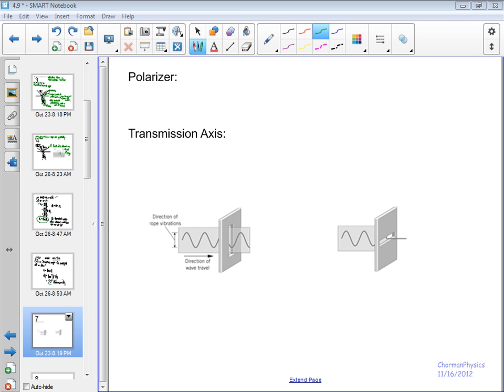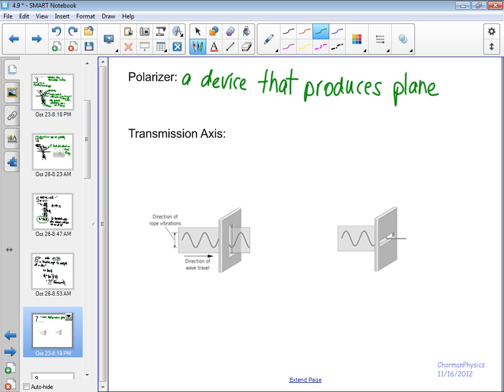One other thing actually from the last notes, I think in the notes we had it as phi, you can change that with the theta sub i there, all right? That's not too hard. Anyways, a polarizer, all right, it's going to be a device that produces plane polarized light from an unpolarized beam.